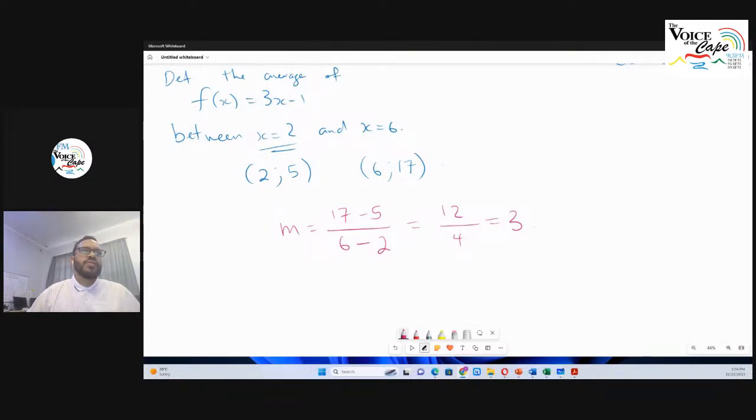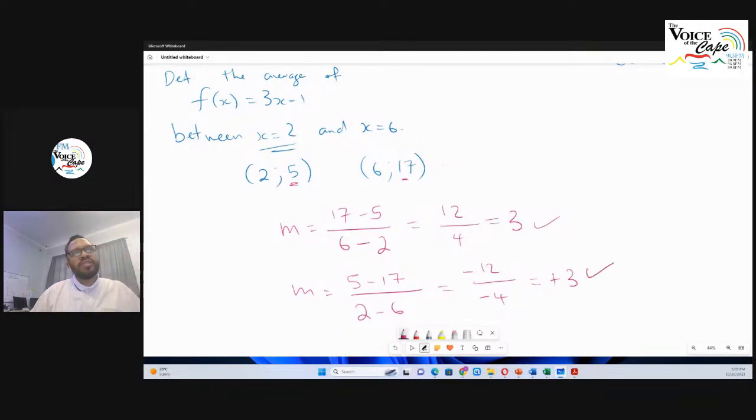So 17 minus 5 is 12. Now, let's say we turned it around and we said, take this y minus that y. That's perfectly valid. So we can also say it's going to be 5 minus 17 divided by 2 minus 6. And what's that going to give me? 5 minus 17 will be negative 12. Divided by 2 minus 6 will be negative 4. And negative divided by a negative will simply be a positive, and that's going to be positive 3.